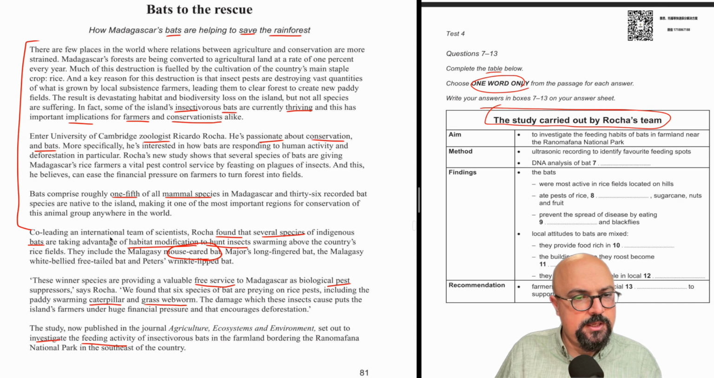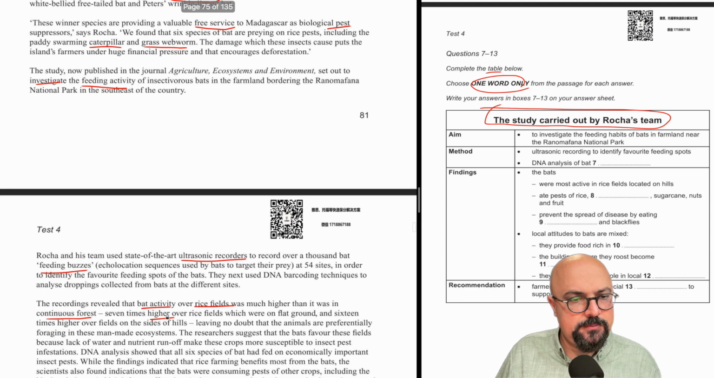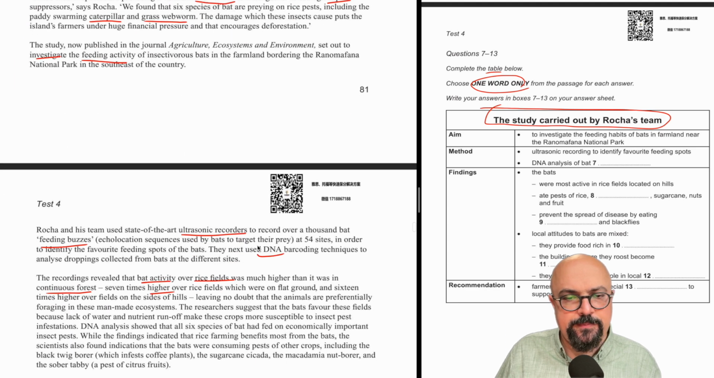Team co-leading a... okay, this is where the research begins, I guess. Rocha found that... okay, aim, we don't need the aim. Method: okay, we have DNA, and we have ultrasonic and read DNA. Where's DNA? Do you see any DNA here? Not really, maybe here. Oh yeah, DNA. So, DNA analysis of bat what?